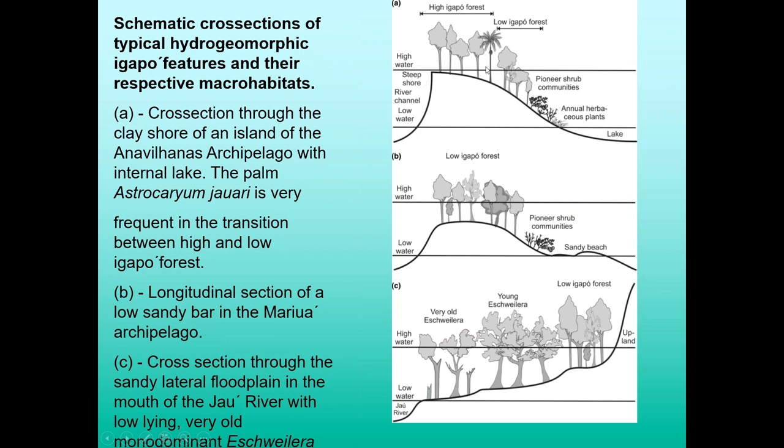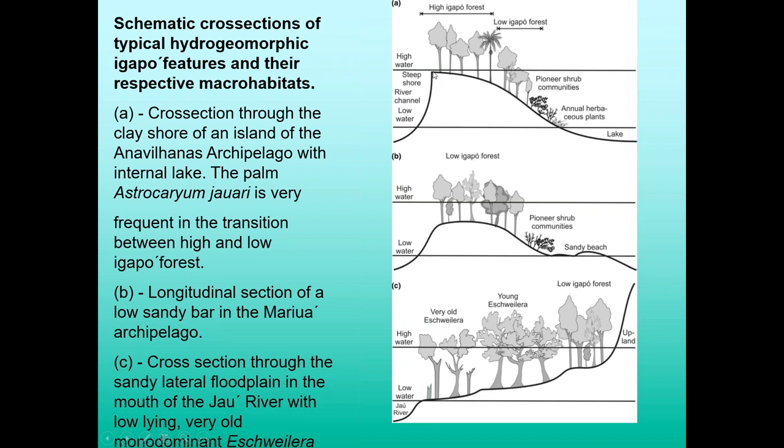In the upper part, we have a forest, which is called high Igapo forest, a specific forest, in which the trees do not tolerate a very long and deep flooding. A little bit deeper, we have the low Igapo forest. It means the trees tolerate at least 6 to 8 months of flooding. On the lower end, we have pioneer shrub communities and, in the lowest part, annual herbaceous plants.